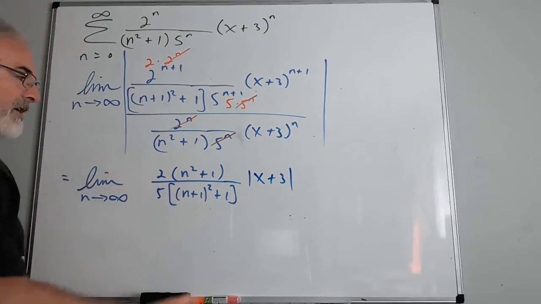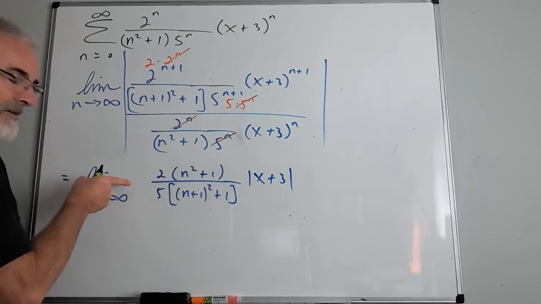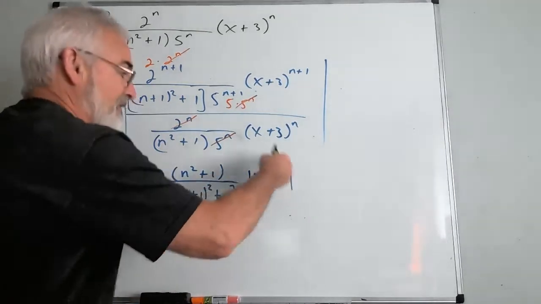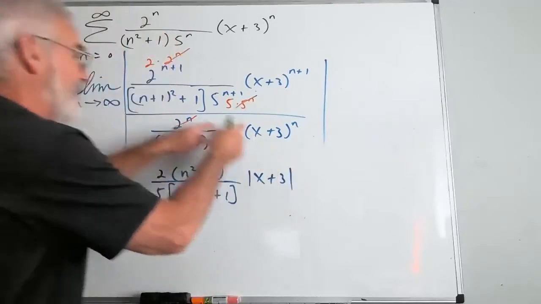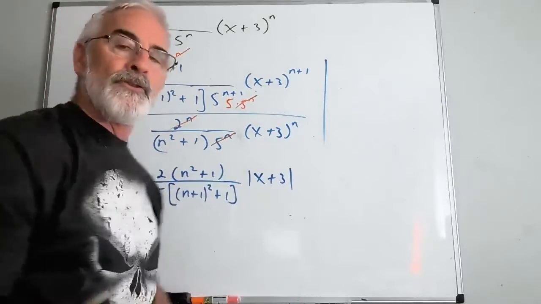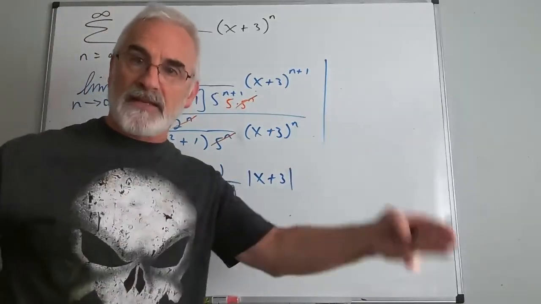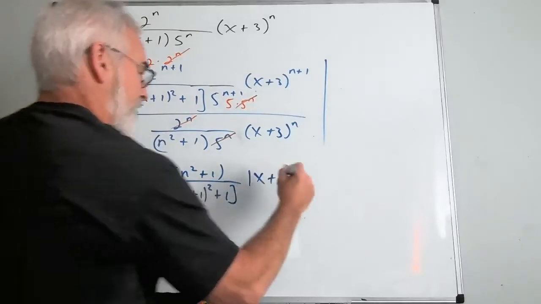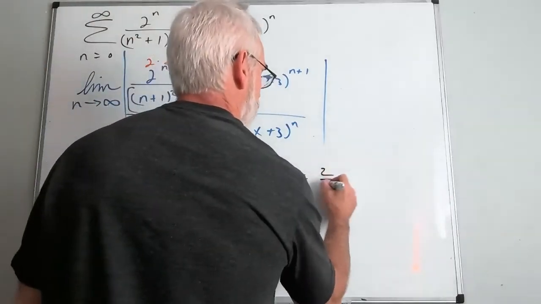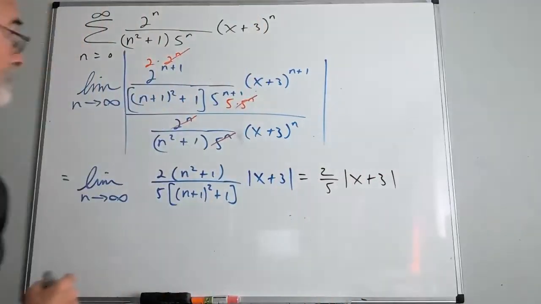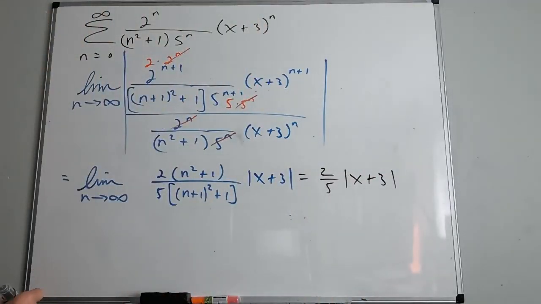So what's this limit right here? 2/5. This is not subject to the limit. This could literally be factored out. Now, if I had n's over here, you can't take limits separately; you'd have to make it into 2 separate limit problems. But this is not subject to the limit because there are no n's. So after all of that, this is just 2/5 times absolute value of x plus 3.